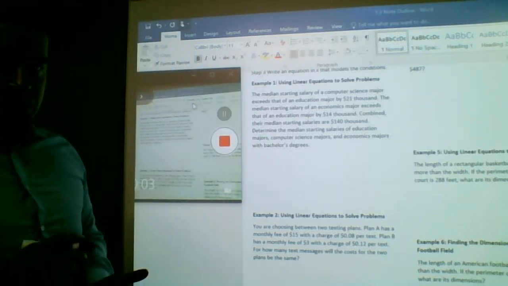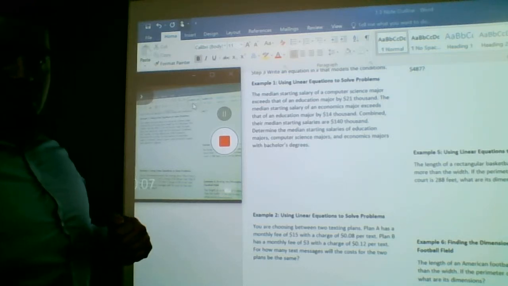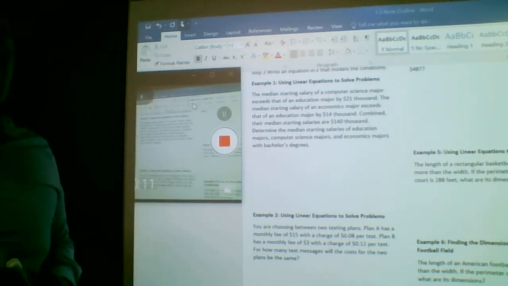Hello, college algebra students. In class we didn't get to do the front page of 1.3, which are word problems, and I want to go ahead and go over those with you.